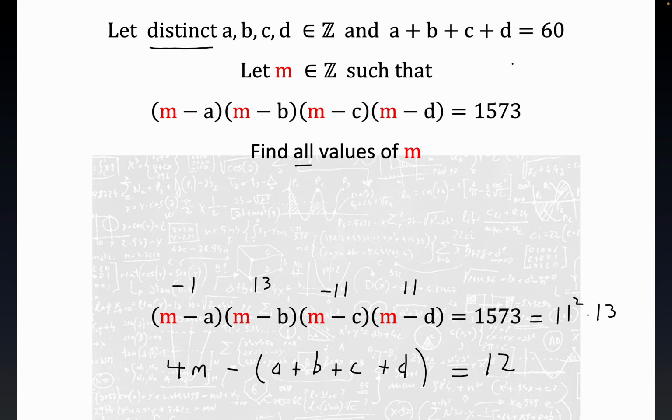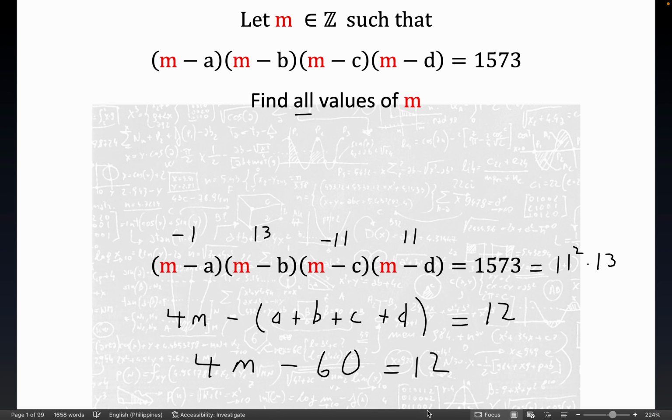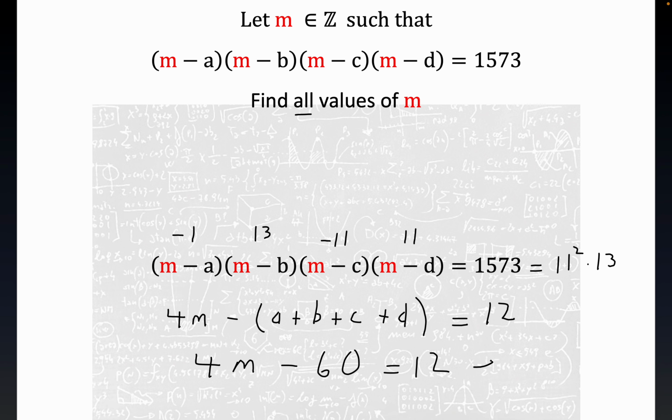Okay, and now we get to use the vital piece of given information. These a plus b plus c plus d add up to 60. And so from here we would get 4m minus 60 equals 12. And that would say that 4m is equal to 72, and so this would imply that m is equal to 18.